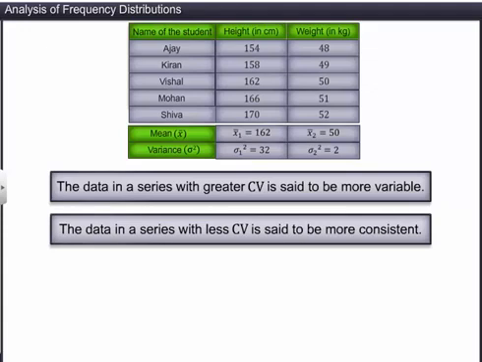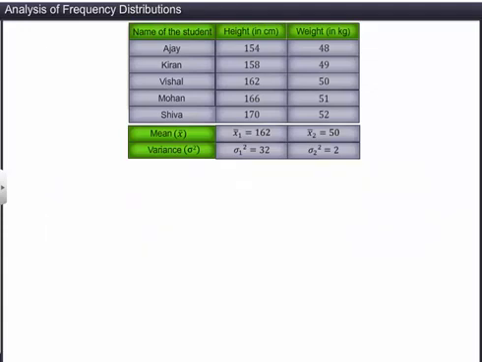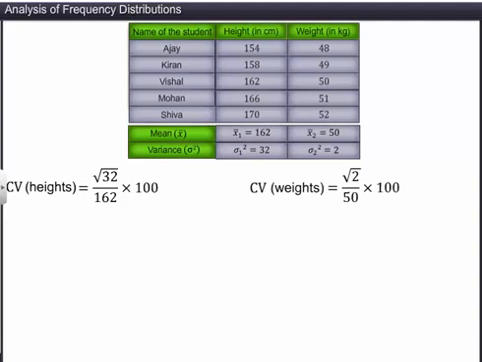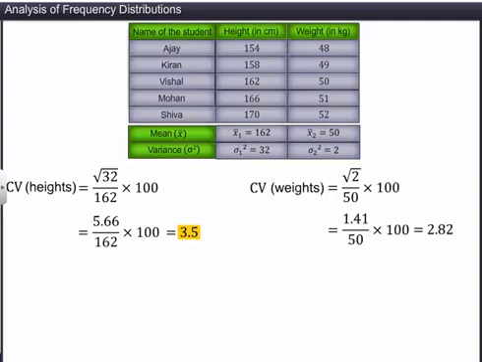Let's find the coefficients of variation for the given data. The coefficients of variation of the heights and weights are obtained as shown. They are obtained as 3.5 and 2.82 respectively. The CV of the heights is more than the CV of the weights. This implies that the dispersion is more in case of the heights.